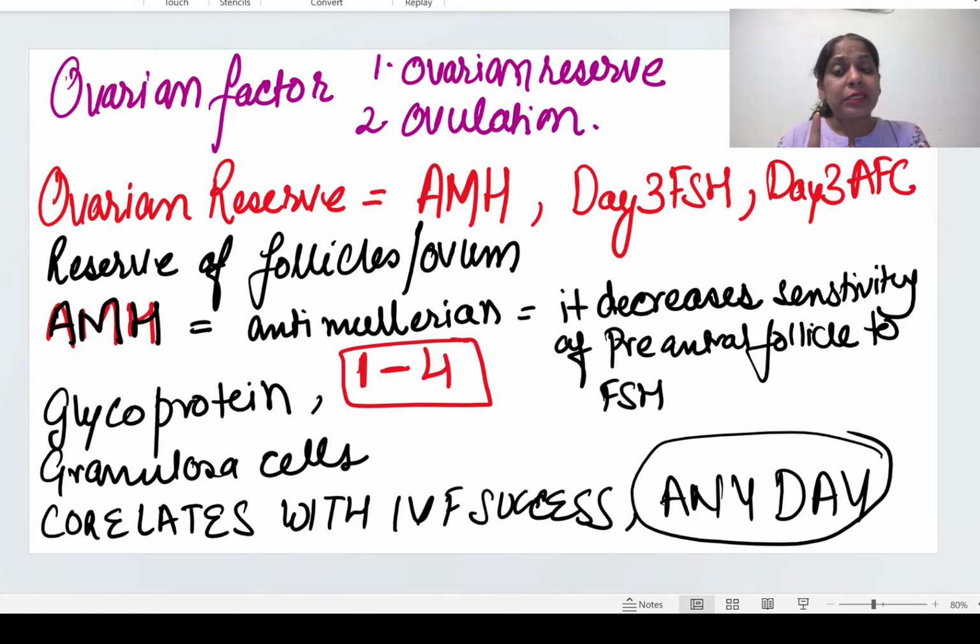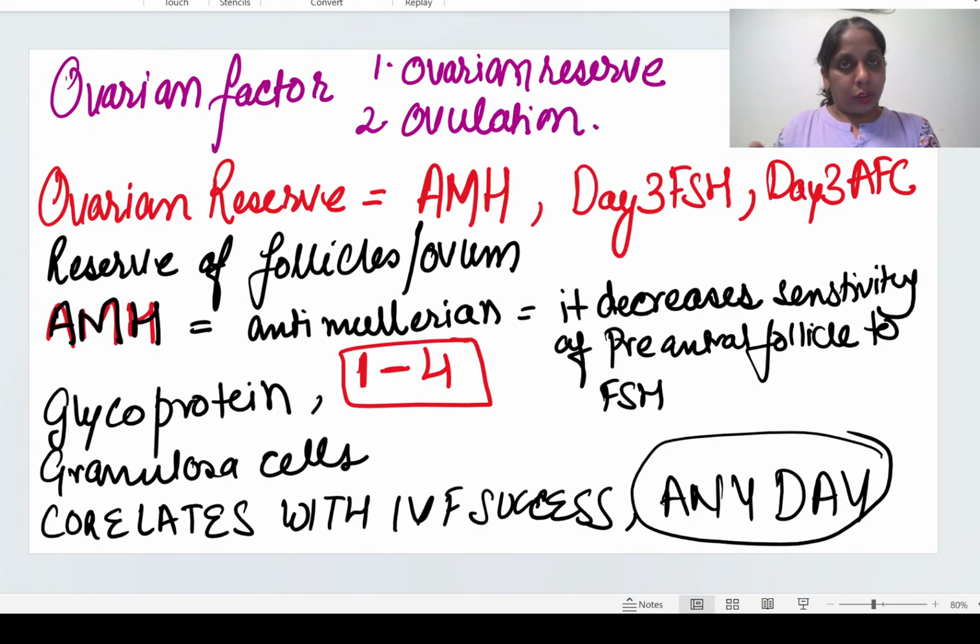The second thing they ask about the ovarian reserve is its biochemical composition. It is a glycoprotein. They ask the chemical composition of two hormones: one is HCG and another is AMH. They both are glycoproteins, and they confuse you by saying they are lipoproteins. No, they are not lipoproteins, they are glycoproteins. And they are secreted by which cells? The next question: they are secreted by granulosa cells.